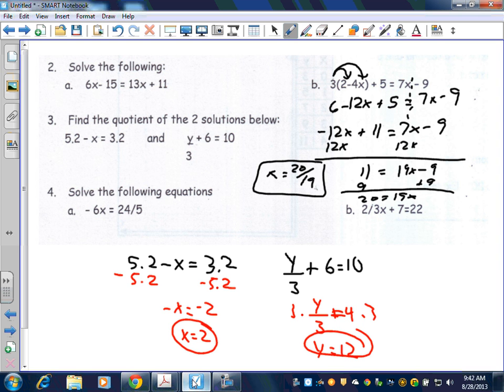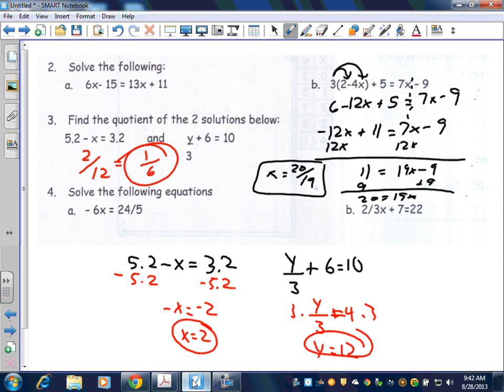Then the original question says, find the quotient of the 2 solutions. So the quotient of the 2 solutions is 2 over 12. Is that a good final answer? 1/6. That's a good final answer. 1/6. How could the test have an A, B, C, D? This time, they're trying to find out if you can change from a fraction to a decimal.